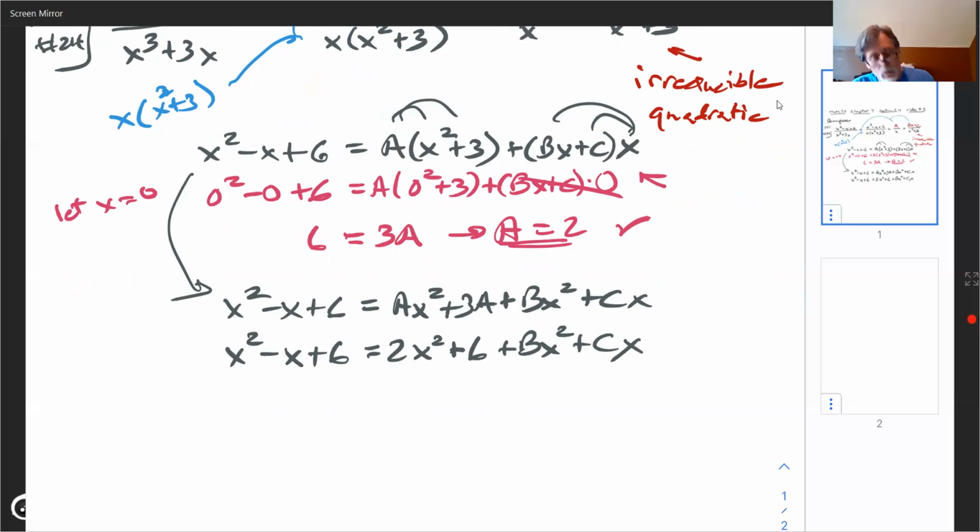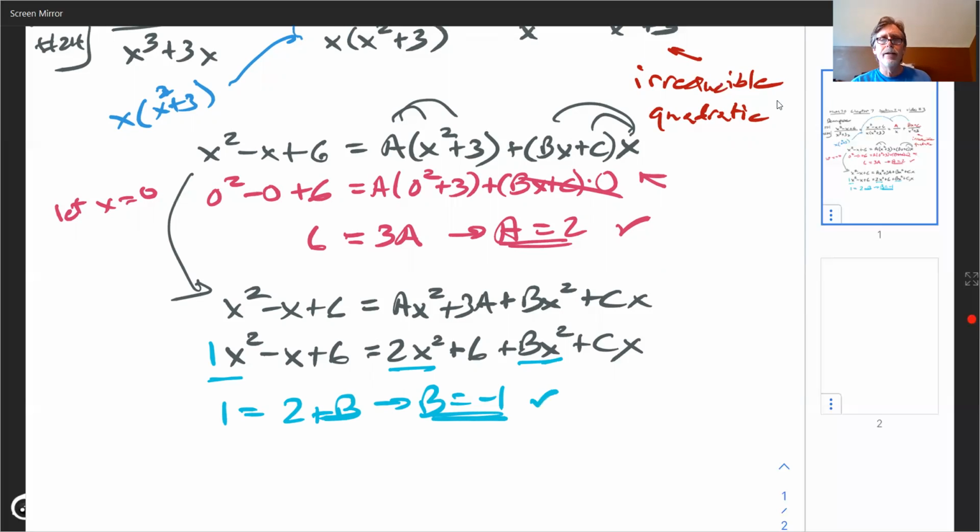This time we have an x squared. How many x squareds do we have? 1. And on the other side, I have 2 of them, plus b. Okay, so this system is saying 1 is equal to 2 plus b. Oh, that's nice. b plus 2 has to be 1. So what is b really? b is -1. Hurrah! That was easy.